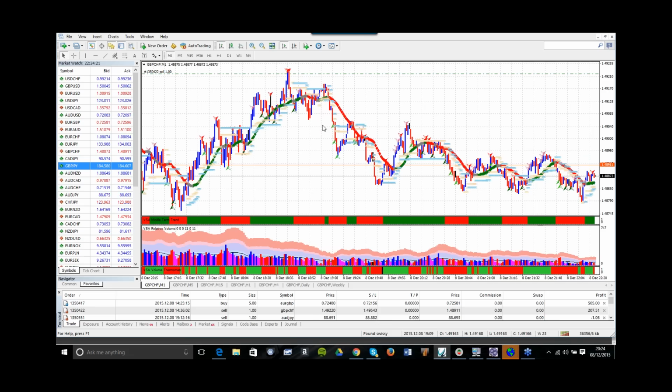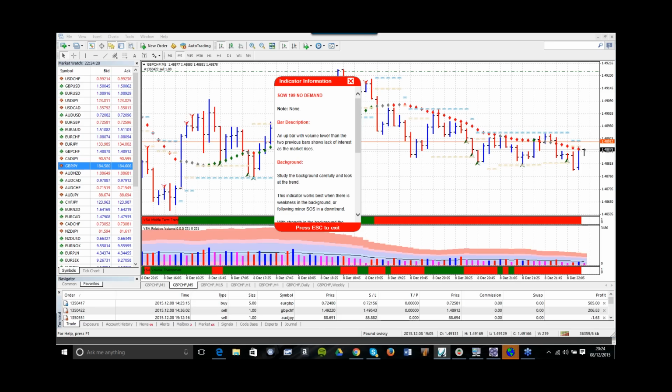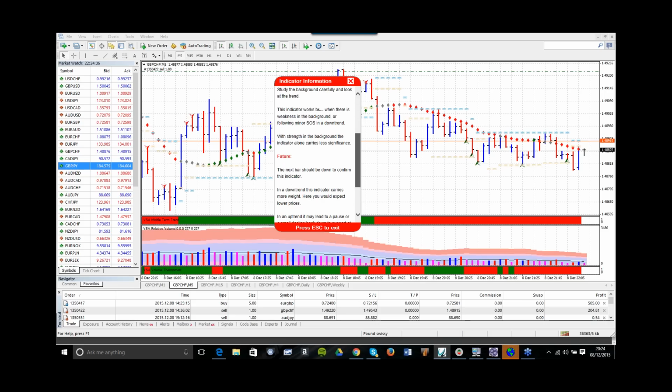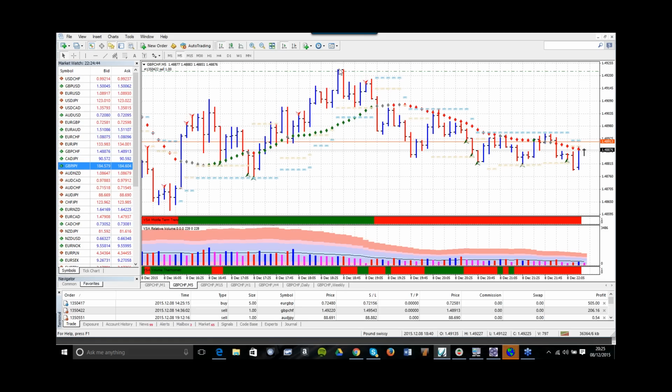Okay, so if we see that weakness, we start to look at the different time frames. Over here, one of the things we said to look for in the alert was no demand on a 5-minute chart. Now, look at the signal, and this is how we learn. We read it. Okay, the next bar should be down to confirm the indicator. But my entry was based on a 1-minute chart up here. Why? Because there was no demand on the 1-minute chart.